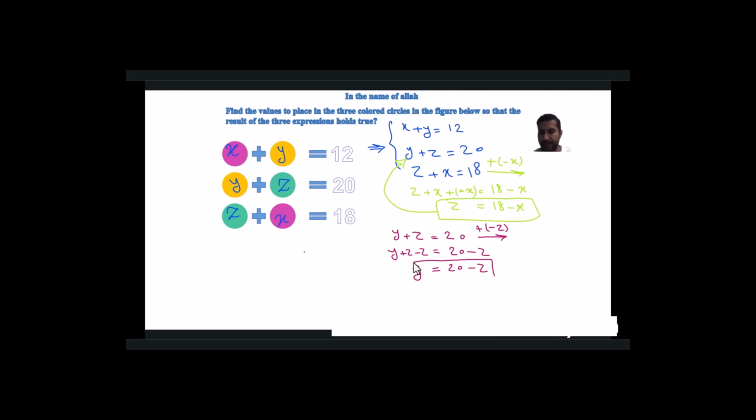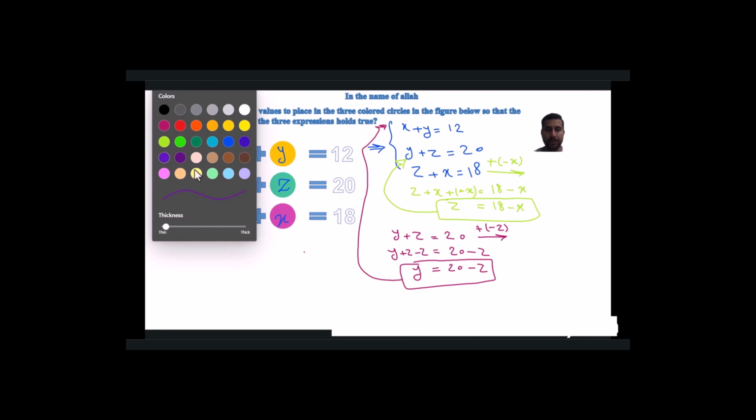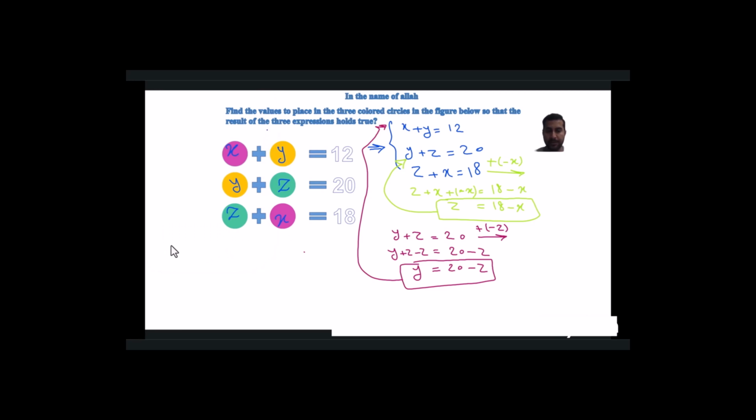What am I going to do now? I'll put it in this equation. Alright, I'll solve it this way. Let me write it down here. X plus Y equals 12. I'm getting rid of Y, adding negative Y. Well, it's equal to X, so 12 minus Y equals X, which means X equals 12 minus Y.